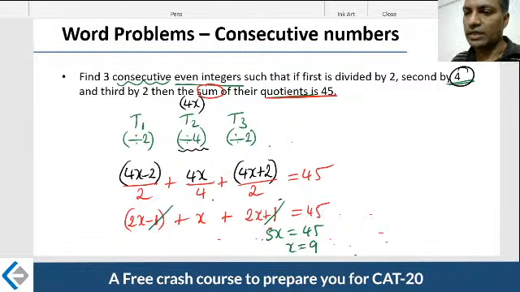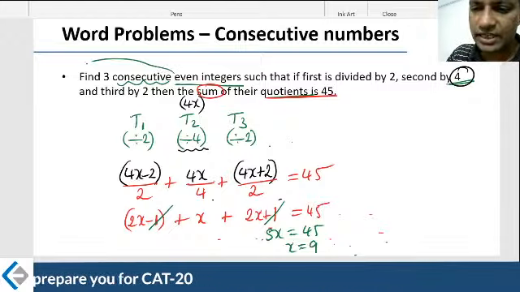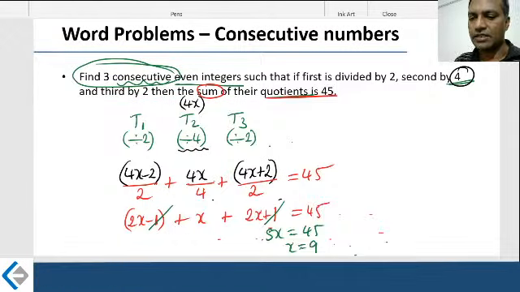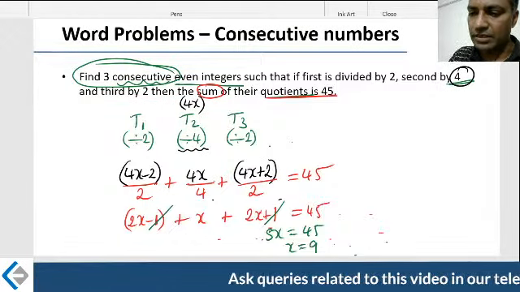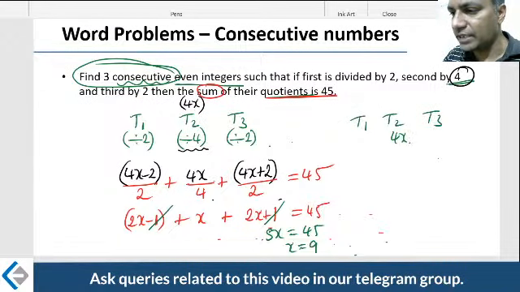His question is what? If the first is divided by this, and the next is divided by this, then the sum of the quotients is this. Find three consecutive numbers. What are the three consecutive numbers? Simple. The middle number is nothing but 4x here. What are my three consecutive numbers? T1, T2 and T3. The middle one is 4x. The one before that is 4x minus 2. The one after that is 4x plus 2.